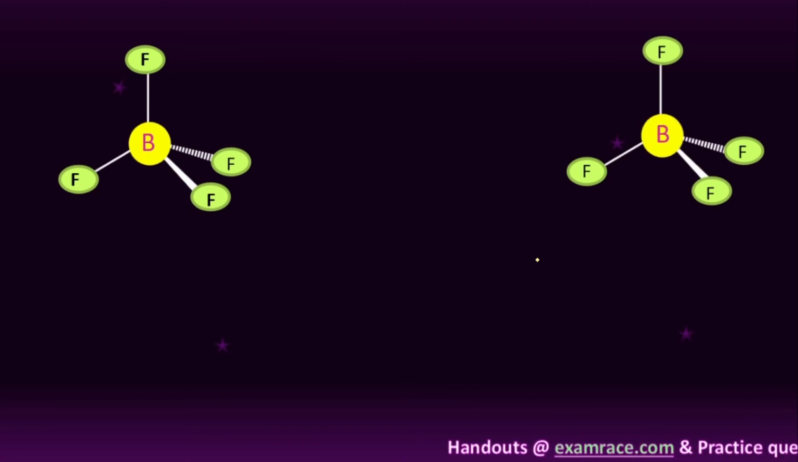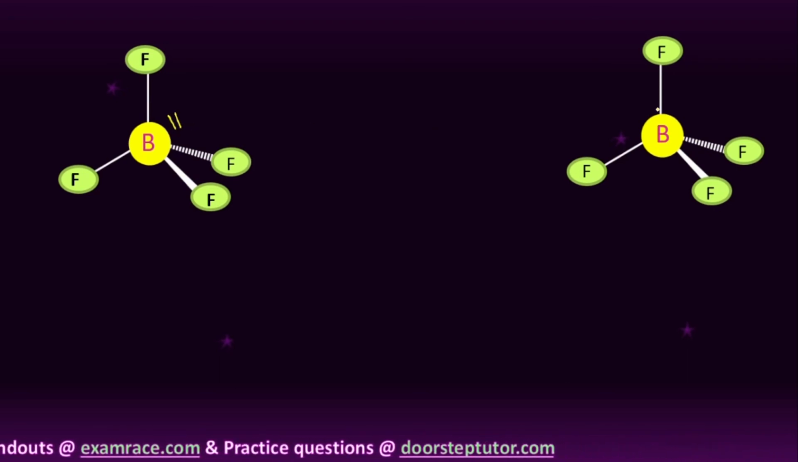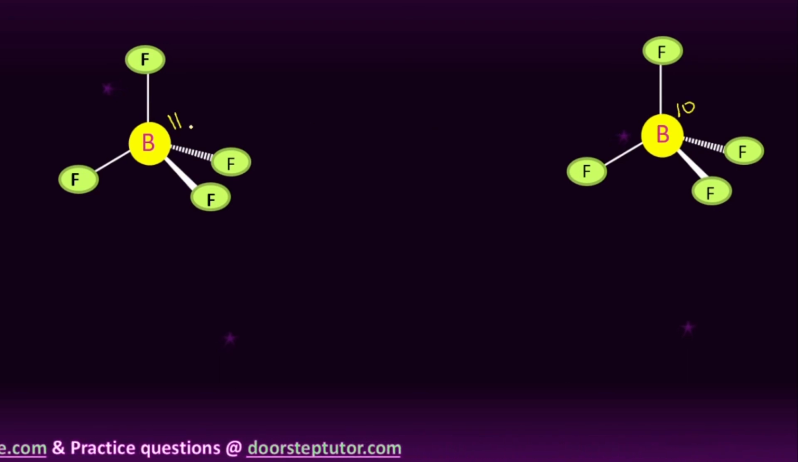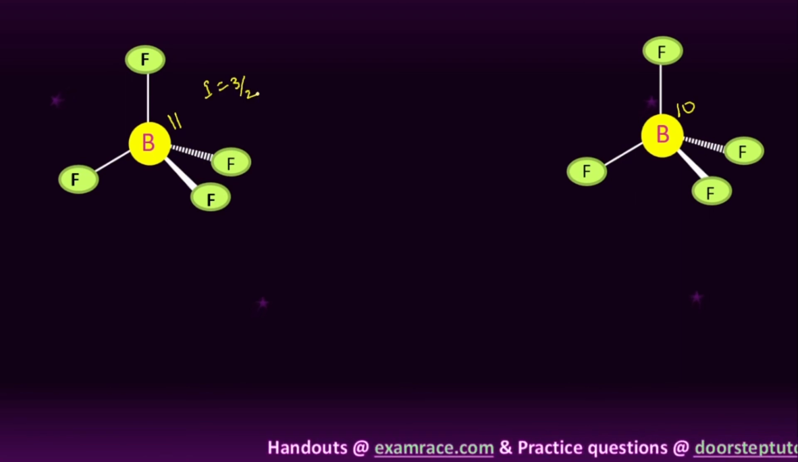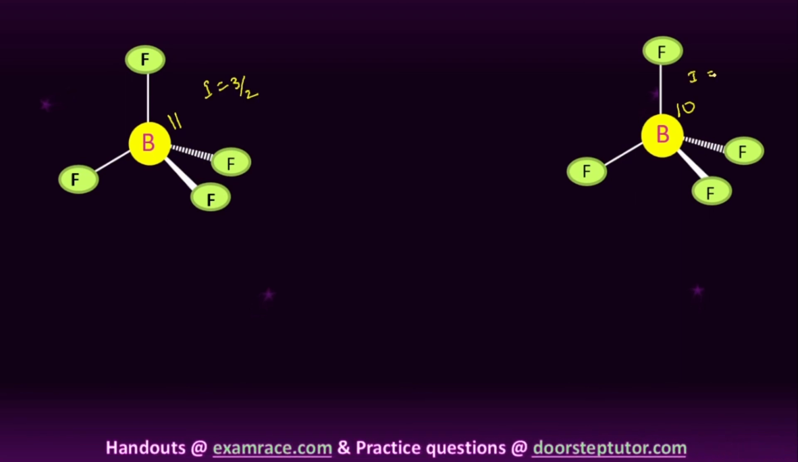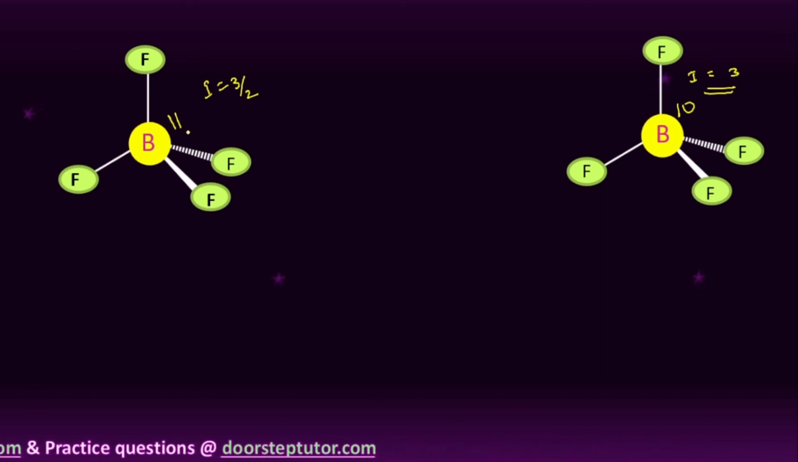Next, student, we have the BF4 molecule, with two different NMR-active nuclei. Boron has isotopes, B11 and B10, which we will discuss. For B11, the nuclear spin value is 3/2. For B10, the nuclear spin value is 3. This is the difference between the boron 11 and boron 10 isotopes.